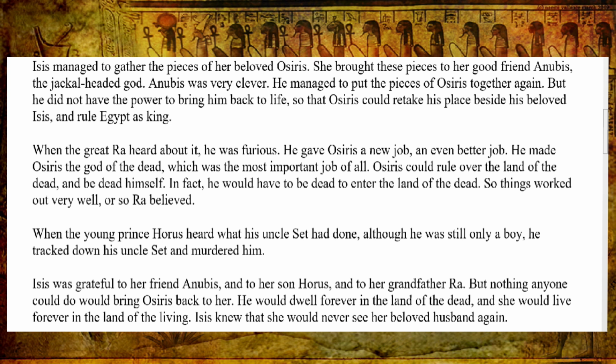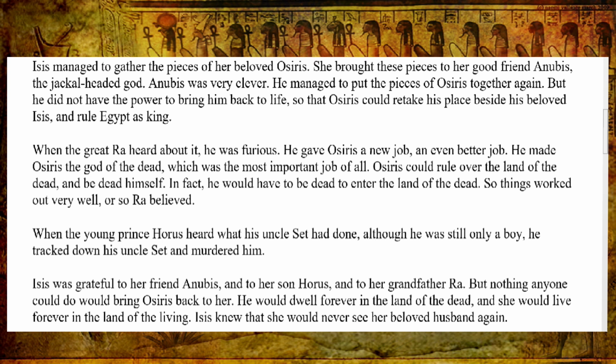She brought these pieces to her good friend Anubis, the jackal-headed god. He managed to put the pieces of Osiris together again. But he did not have the power to bring him back to life, so that Osiris could retake his place beside his beloved Isis and rule Egypt as king. When the great Ra heard about it, he was furious. He gave Osiris a new job, an even better job. He made Osiris the god of the dead, which was the most important job of all.